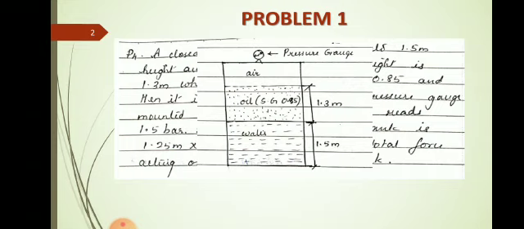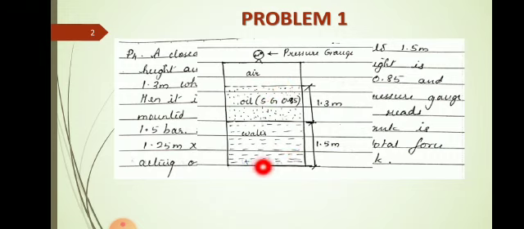This is the figure corresponding to the question. You have a closed tank and it contains water up to a height of 1.5 meter, and above that we have oil up to a height of 1.3 meter, and above that some air is also there. Over the top of the lid there is a pressure gauge connected, and the pressure gauge gives you the pressure of the air alone. So 1.5 meter water, 1.3 meter oil, which has a specific gravity of 0.85, and over which there is air also.